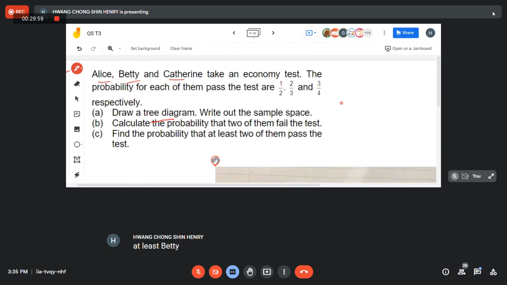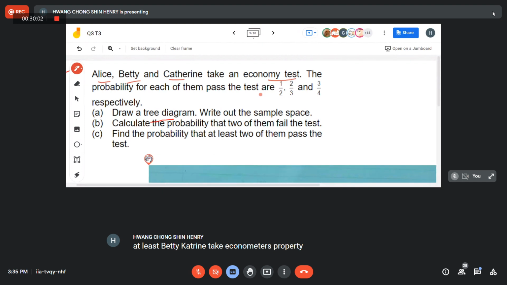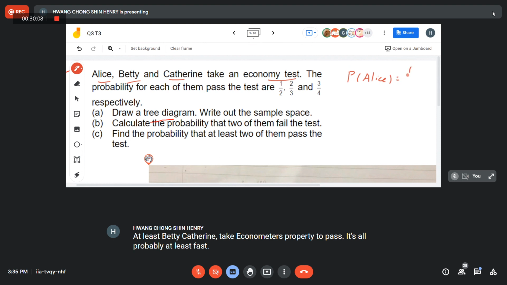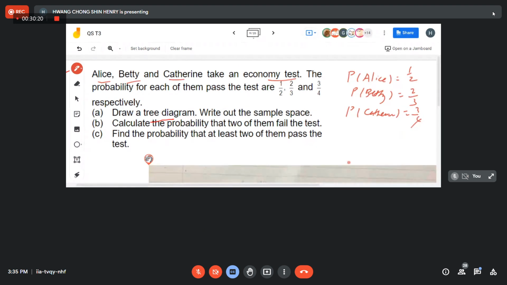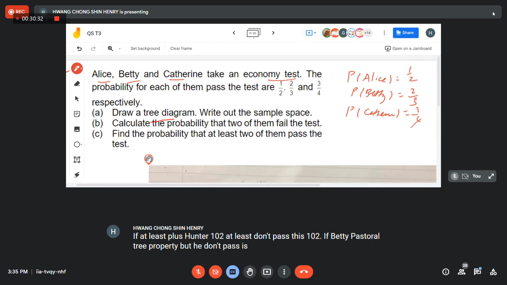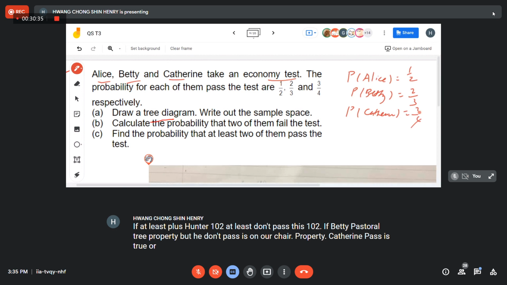Alice, Betty, Catherine take economy test. Probability to pass. So probability at least pass. If at least pass 1 or 2, at least don't pass is 1 or 2. If Betty pass 2 or 3, probability Betty don't pass is 1 or 3. Probability Catherine pass is 3 or 4. So the probability Catherine don't pass is 1 or 4. Oh. Okay. Now draw a tree diagram, write out the sample space.